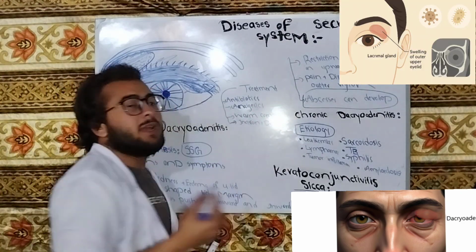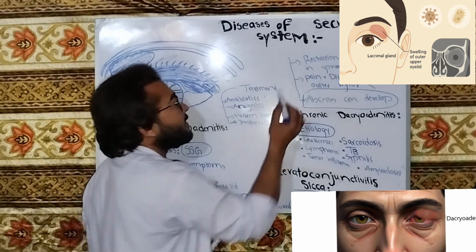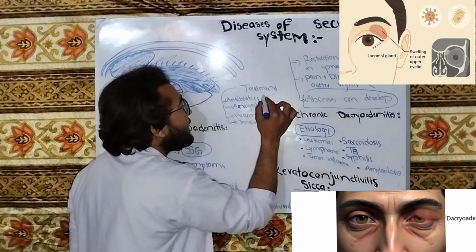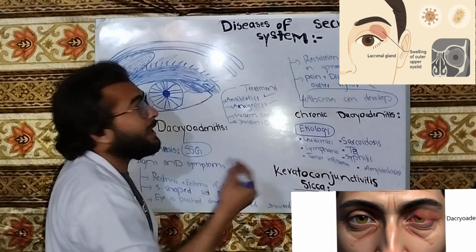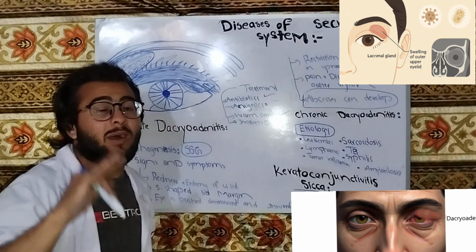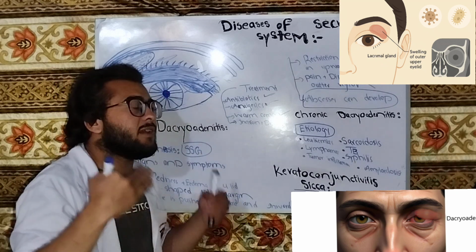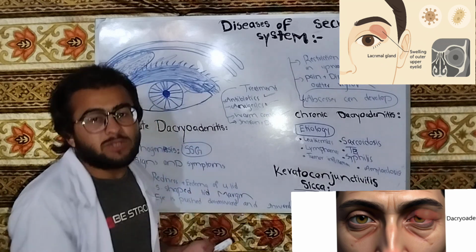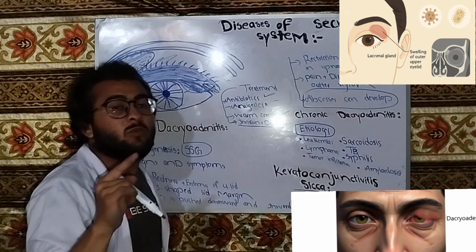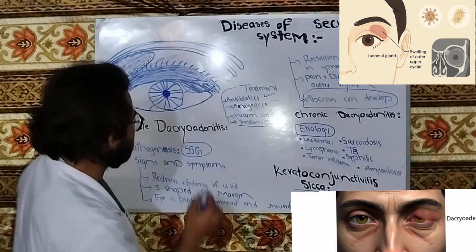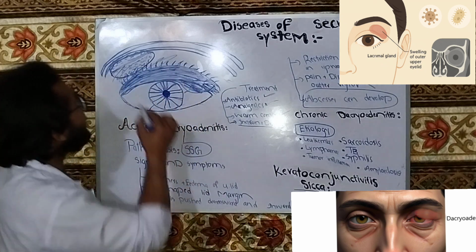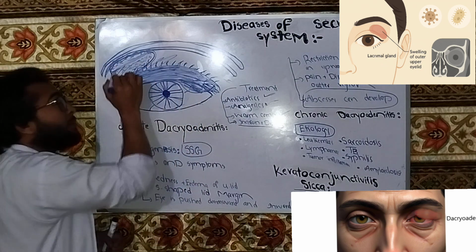As it is an acute infection, the treatment options are antibiotics, for example topical and systemic antibiotics. Analgesics will be prescribed, as there is extreme pain and tenderness. Warm compression is also helpful because it will resolve the inflammation and also has a soothing effect. Incision and drainage: if the abscess has developed, then we will incise and drain the abscess. This is acute dacryoadenitis. Now the chronic dacryoadenitis, where the inflammation of the lacrimal gland is chronic.